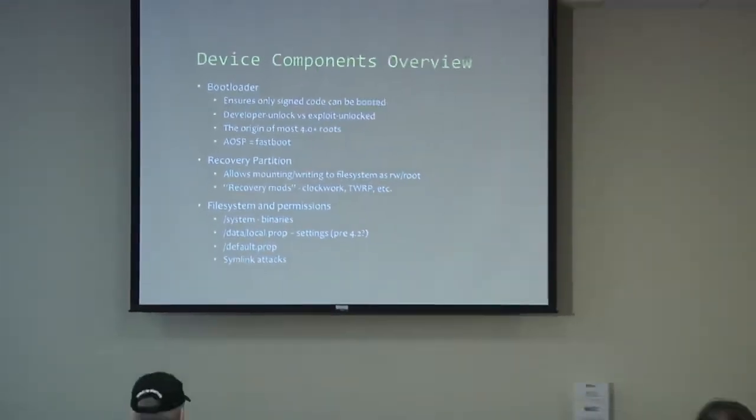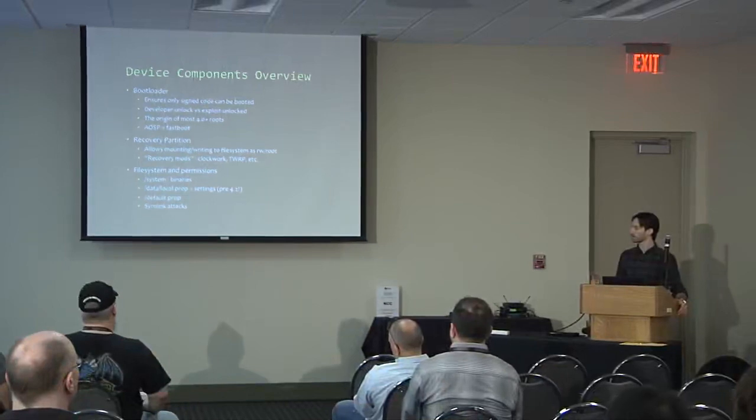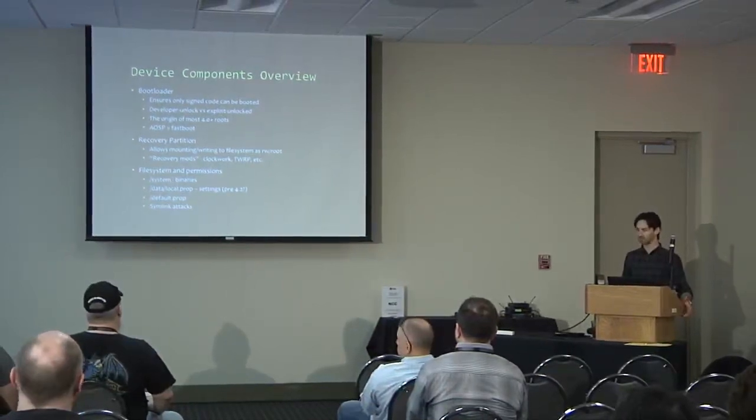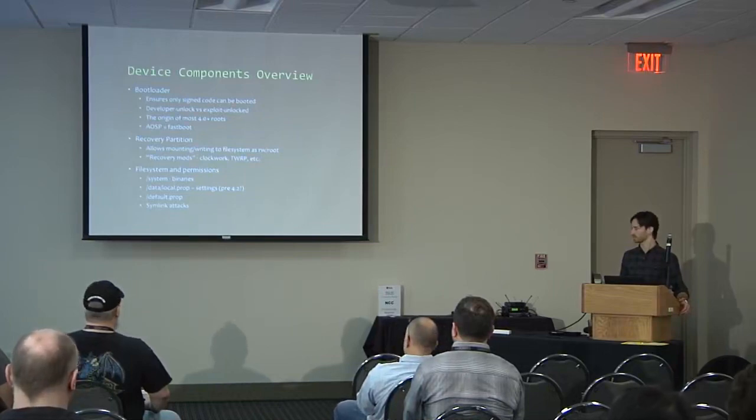/system should be mounted as read-only. That contains some binaries. /data/local.prop was pre-4.2. I've been looking through the source tree and trying to figure out when exactly they started ignoring that. I think it's 4.2.